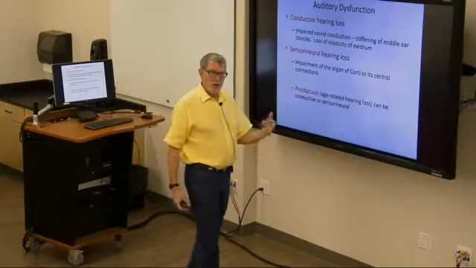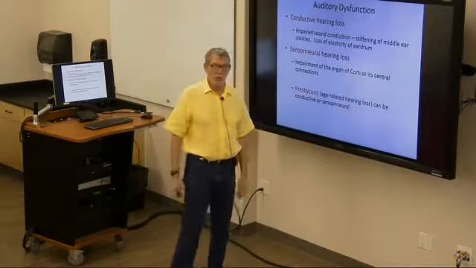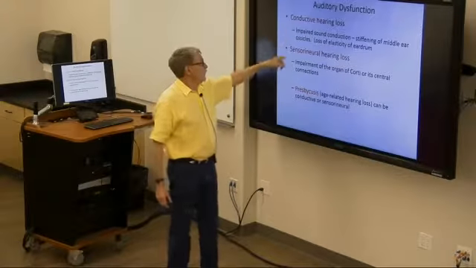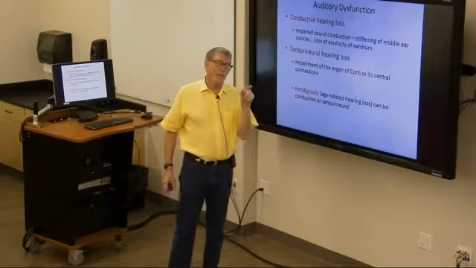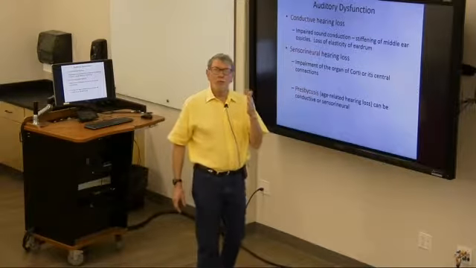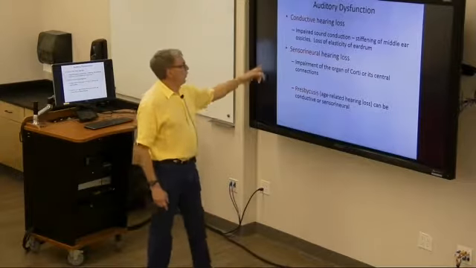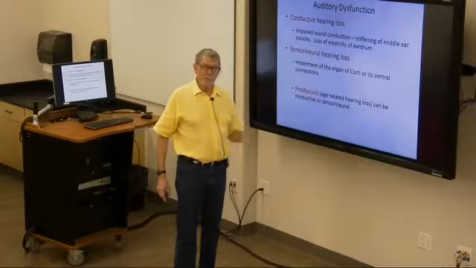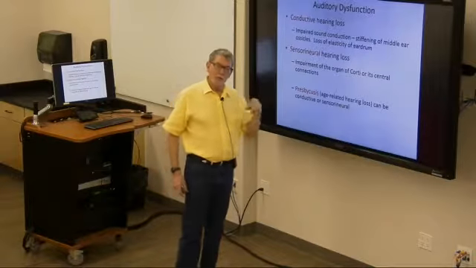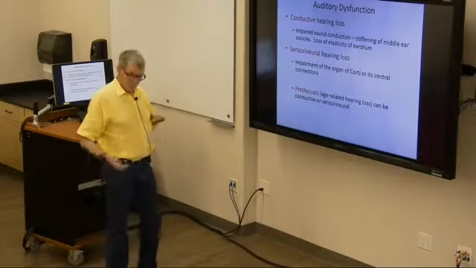Presbycusis is age-related hearing loss. People who are old get hard of hearing. From one or both of these, the ossicles kind of get hard, the eardrum doesn't vibrate as easily because it's gotten kind of stiff, or they have fewer hairs, sensory hairs, in the organ of Corti and the cochlea.